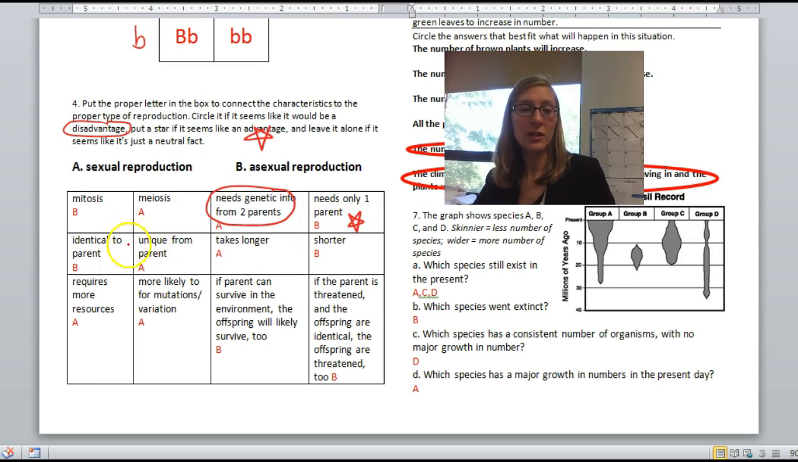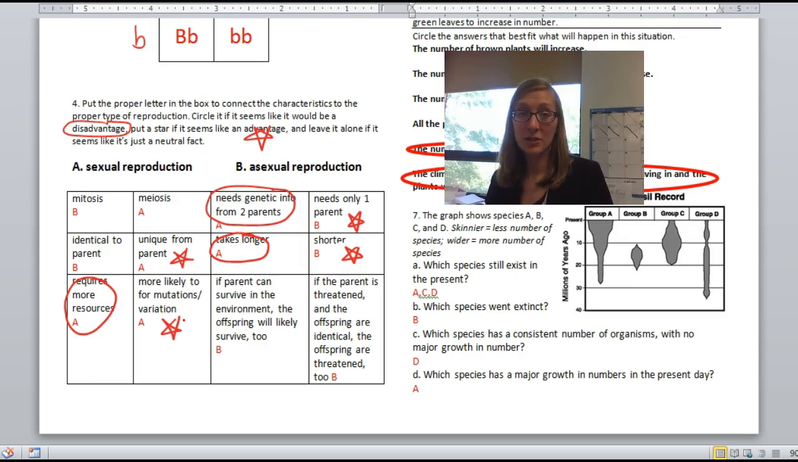Being identical and unique from the parent. Again, those kind of could be neutral because it could go both ways. But something important, I'll say unique from the parent, there's a lot of benefit to having that diversity. So I would call that one an advantage. Taking longer would be a disadvantage. Being shorter would be an advantage. Requiring more resources, definitely a disadvantage. But this is where this is going to be good. More likely to have variation.